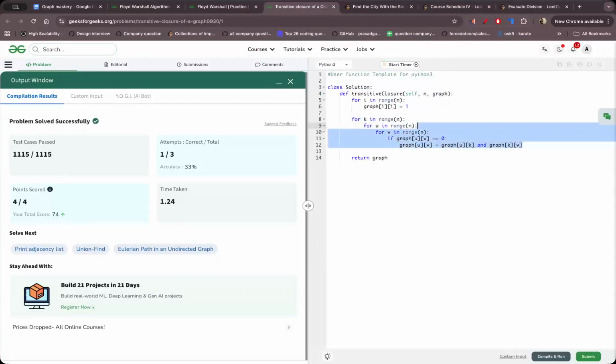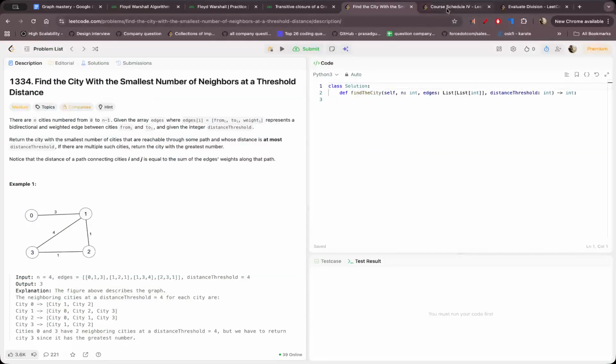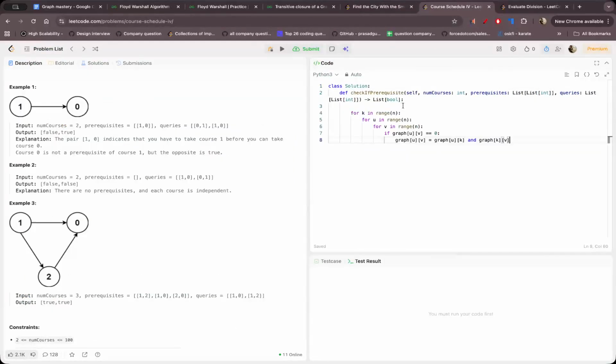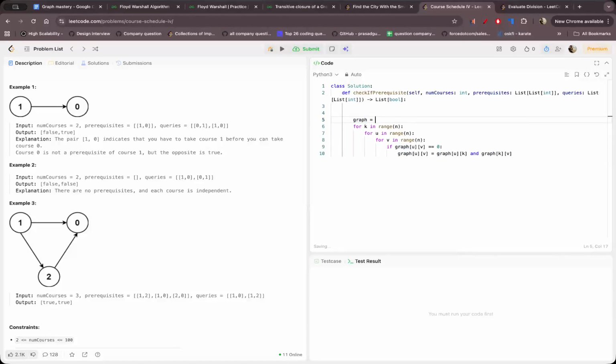So I'll copy this. I'm assuming LeetCode has the graph in a better way. But prerequisites means my edges are given, so they did not even give me the graph. I need to build that graph. How can I build the graph? Okay, let's just learn that also. So the graph is nothing but my 2D array.